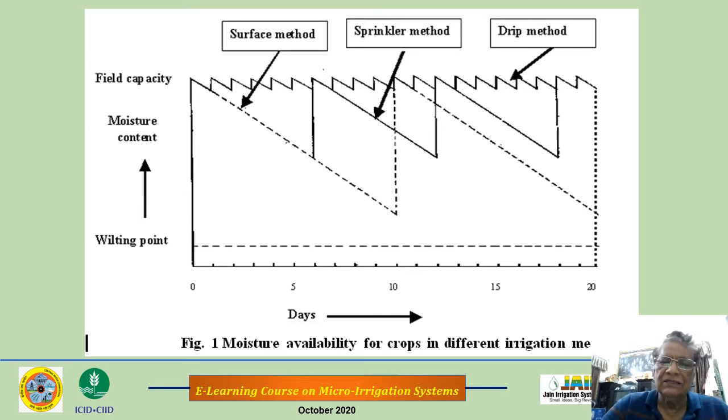So you can see in these three different conditions, the plant is more comfortable in a micro irrigation or drip irrigation system, because it always has adequate soil moisture and also gets the oxygen required by the plant roots, and the fluctuation of the soil moisture is less, so the plant doesn't feel any stress. Because if the moisture goes low, the plant starts feeling stress, and its economical yield gets affected. So this is the basic of the flow that happens in the soil.